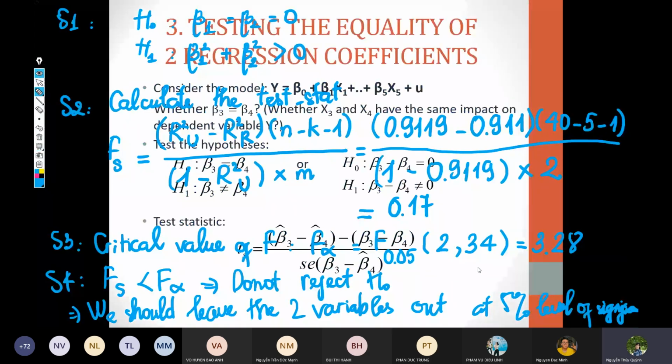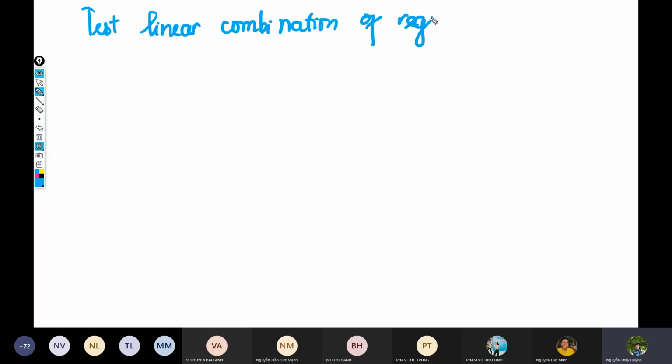For example, the test of a linear combination of regression coefficients. Although here we have to deal with many regression coefficients, it is not a multiple linear restriction test, because we only have one restriction in the test.